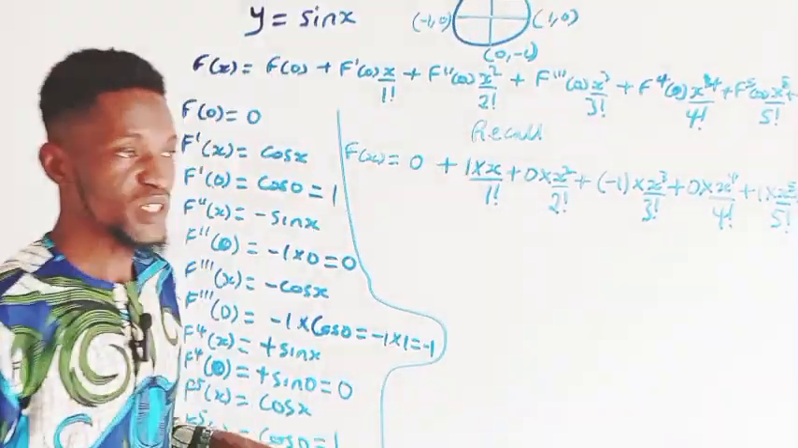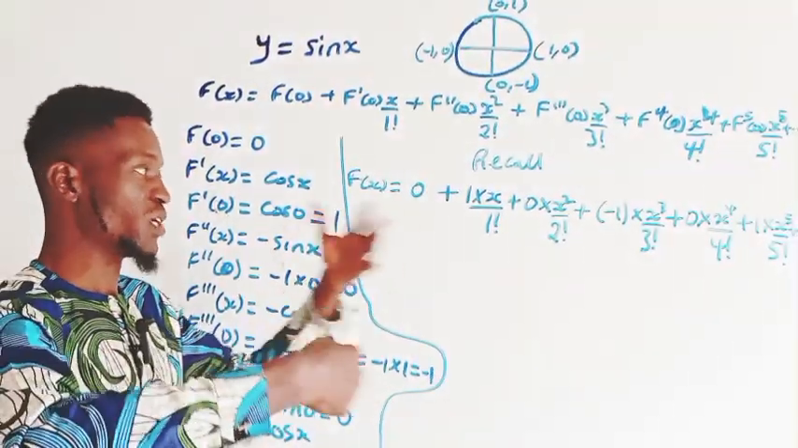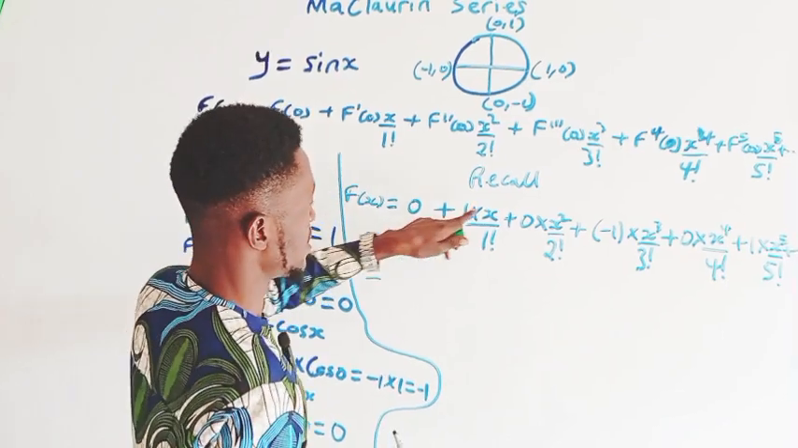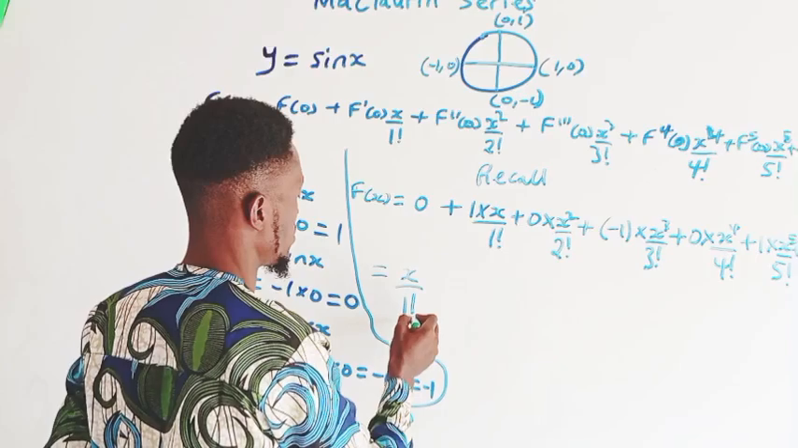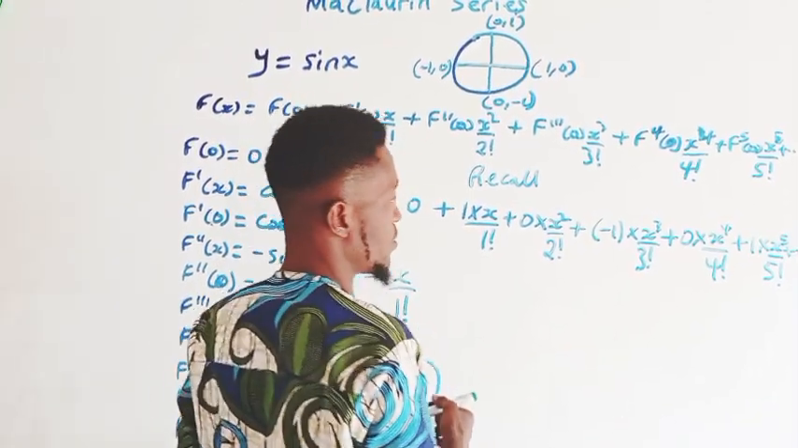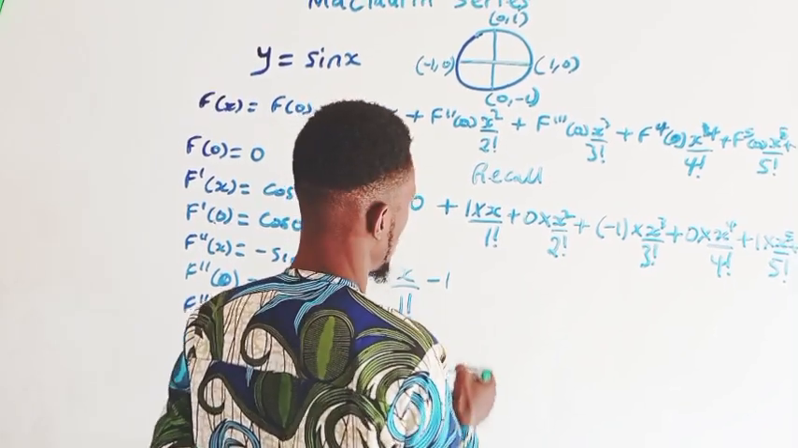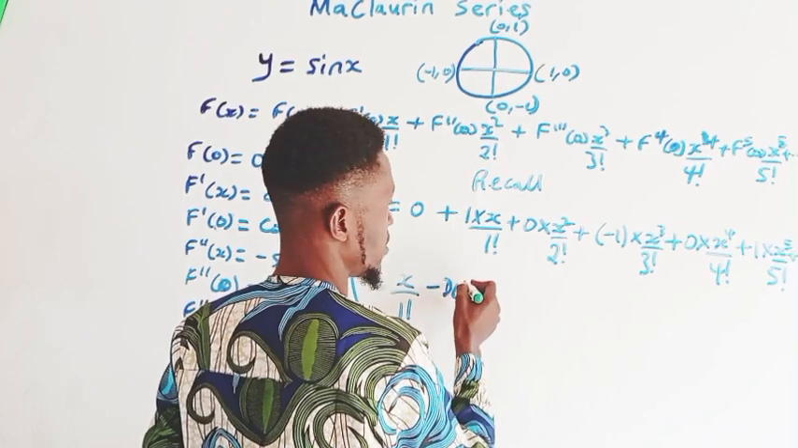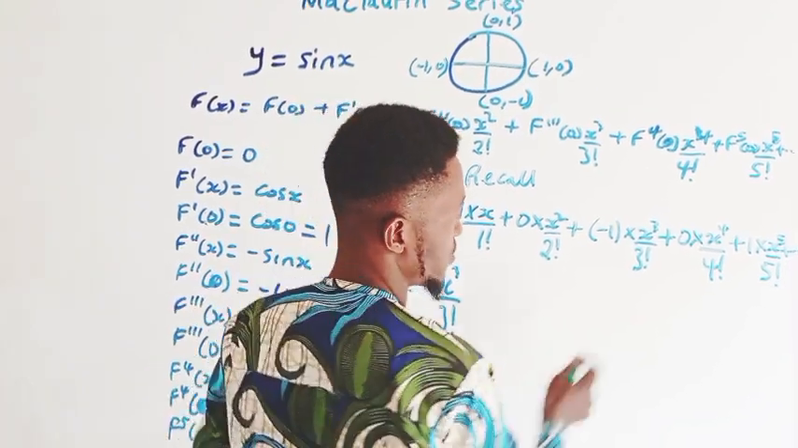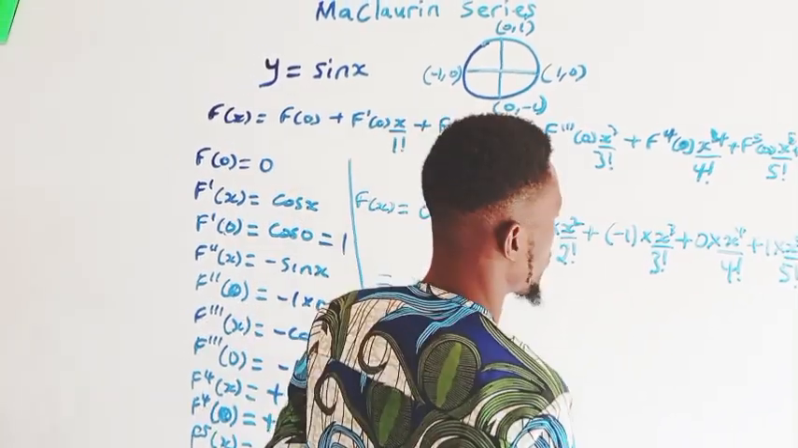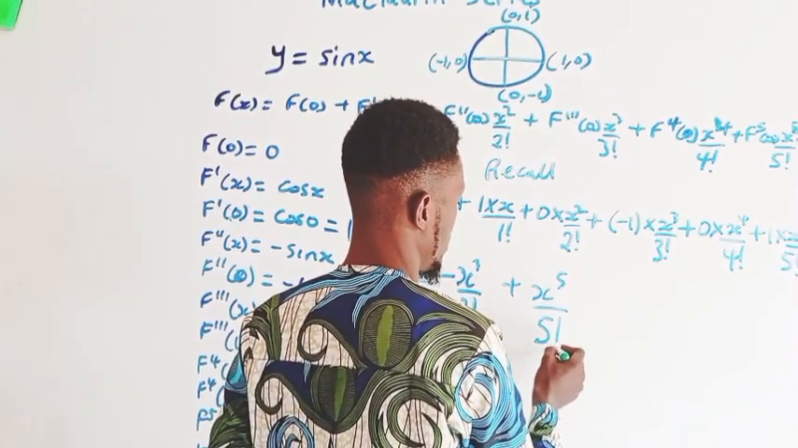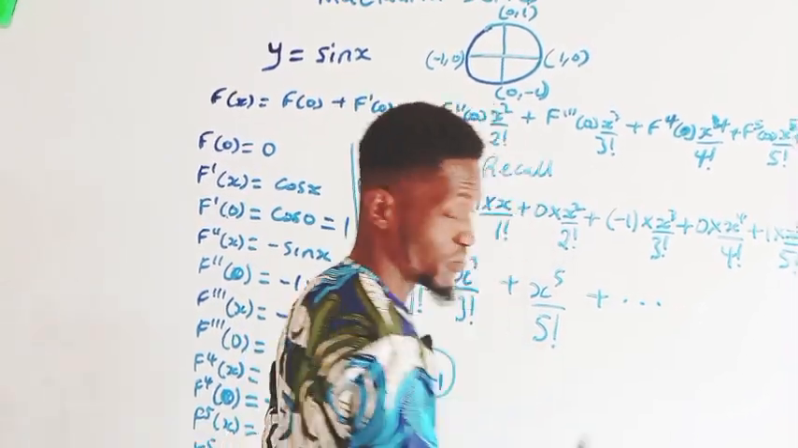Okay, the three dots simply mean what? Infinity. So you can keep going on and on. So let's solve what we have here. So this is definitely 0. 1 times x is x. So we have x over 1 factorial. 0 times x raised to the power 2 is 0, so we don't need to write that one. So here we have minus 1 times x raised to the power 3, same as writing minus x raised to the power 3 over 3 factorial. Okay, this one is 0. 0 times anything raised to any power is 0. So here we have 1 times x to the power 5, plus x to the power 5 over 5 factorial. Okay, so plus infinity, it keeps moving on and on.